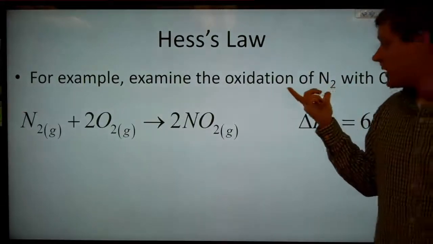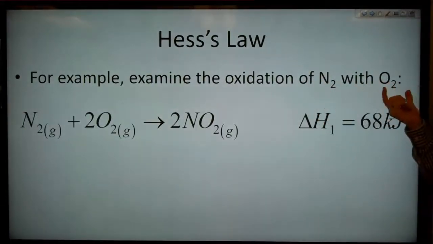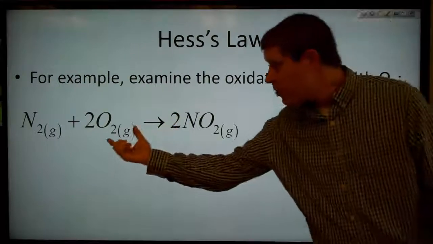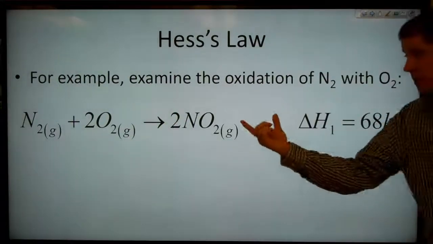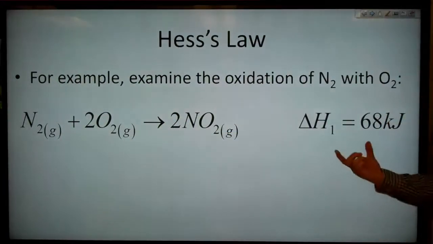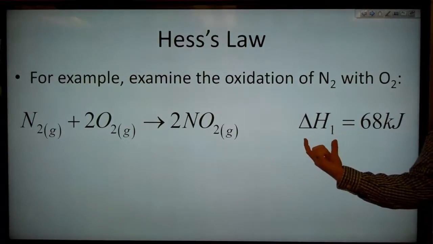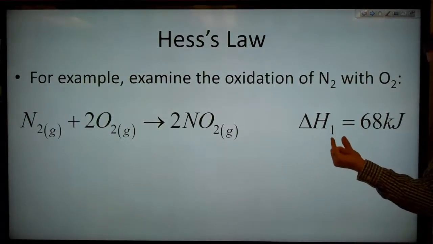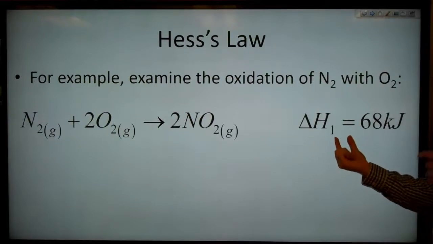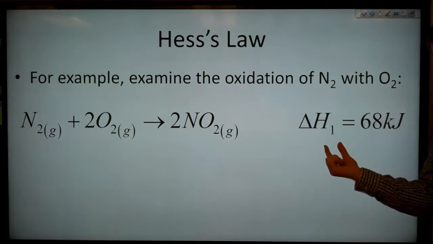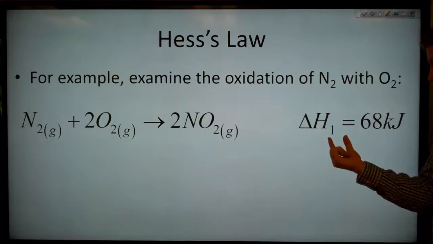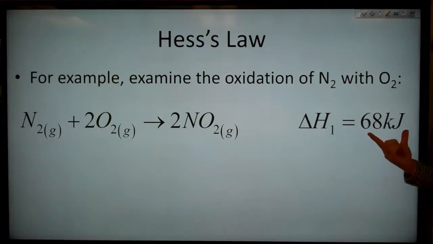So, let's look at the oxidation of nitrogen with oxygen. So we have N2 plus O2 gives us NO2, nitrogen dioxide. So we have here a change in enthalpy, and here I'm labeling this delta H1 because we're going to have some additional delta H's later on, some additional change in enthalpies. So that enthalpy change is 68 kilojoules.